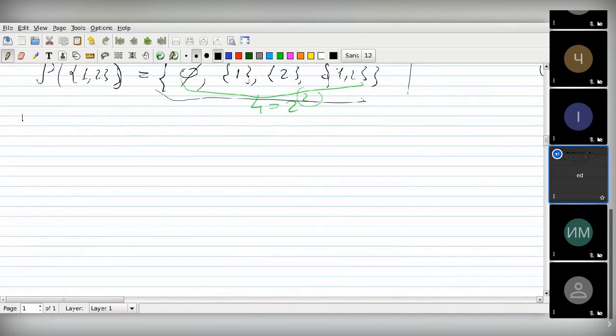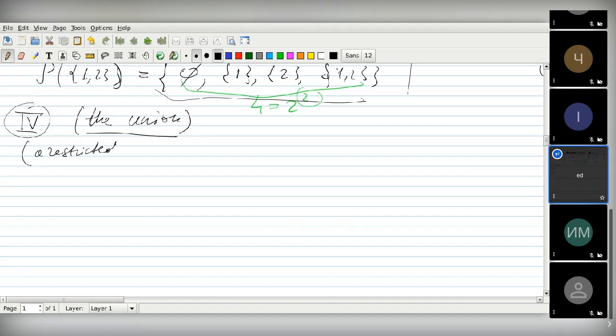Okay. And the last set construction principle we want to consider. It is not the last known to mathematics, of course, but it is the last we want to consider. This is the principle of union. We will consider a somewhat restricted form of this principle, because it's easy to understand.